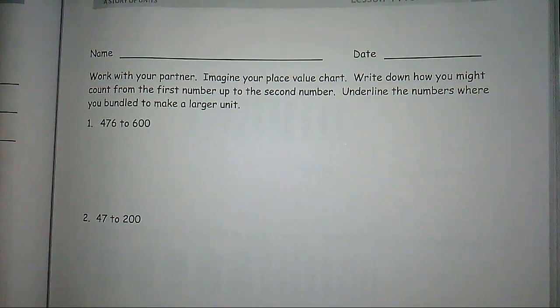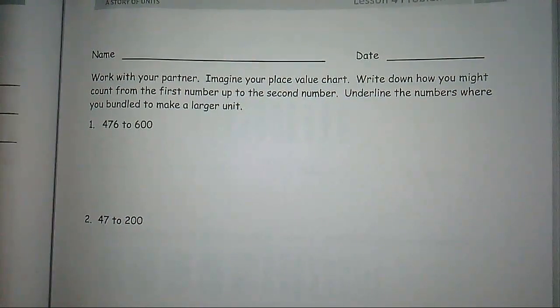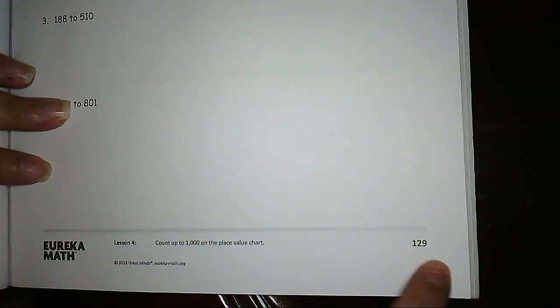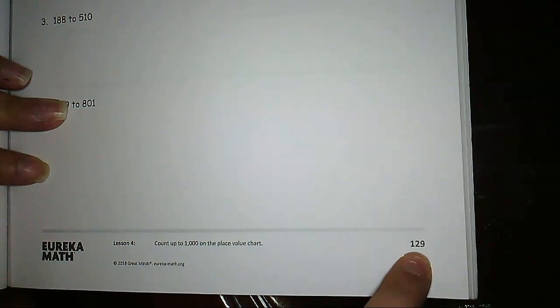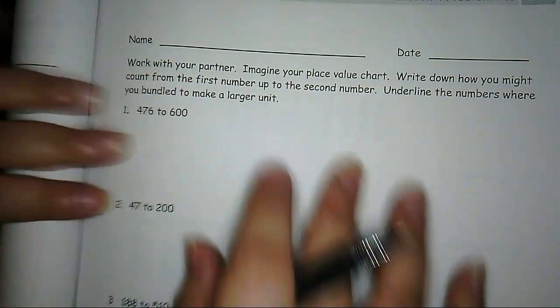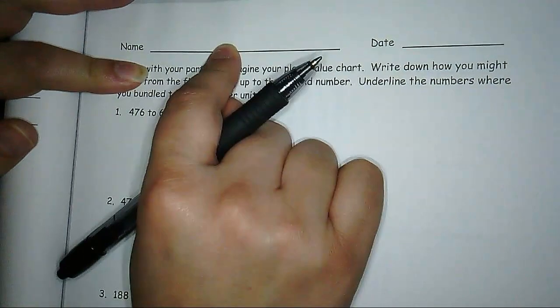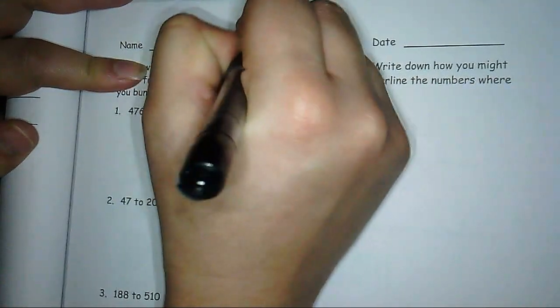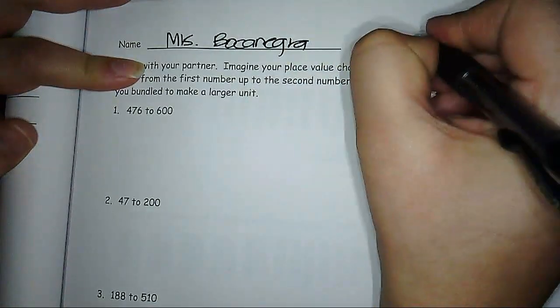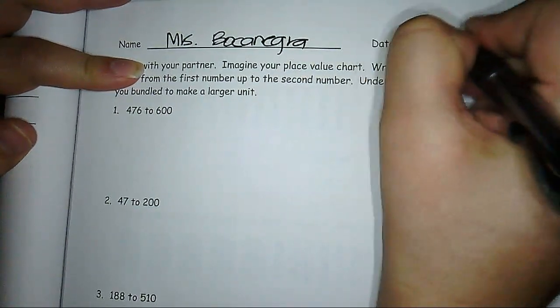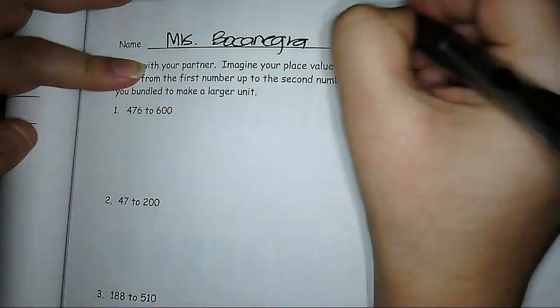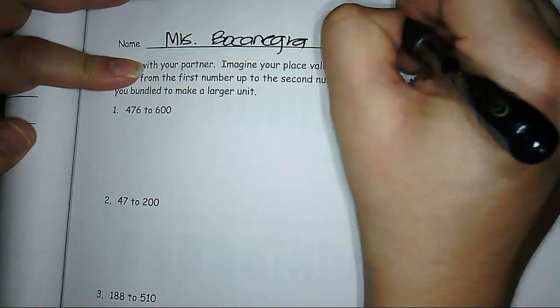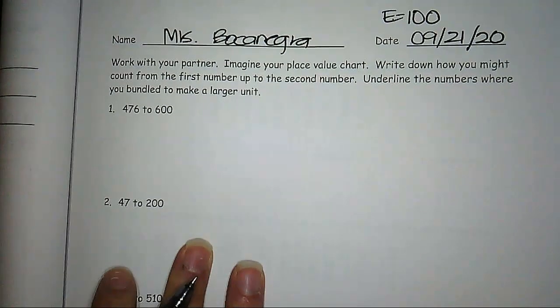I know Miss Bocanegra told you to open a spiral, but I actually want you to open book number 2 to page 129. Book number 2 to page 129. Make sure you write name, date, and goal. Today's date is the 21st. And our goal is to Eureka and square 100.